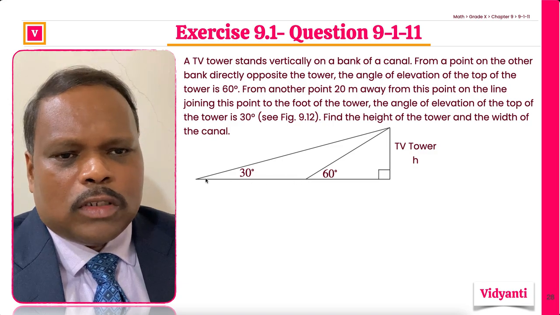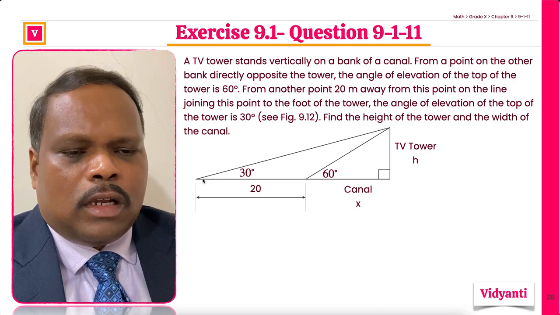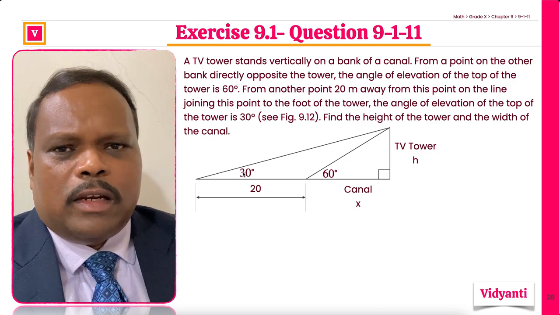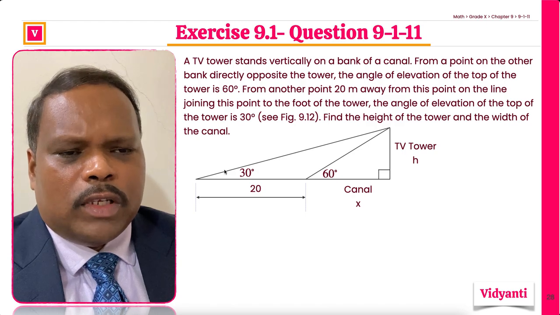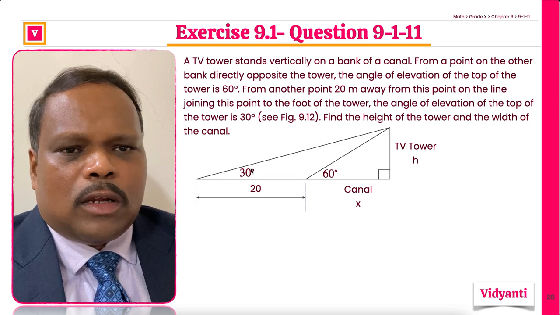Now the person walks further 20 meters away from this thing, and then he makes a 30 degree angle, because now he is far away, so the angle actually decreases. So what is the height of the tower and the width of the canal?